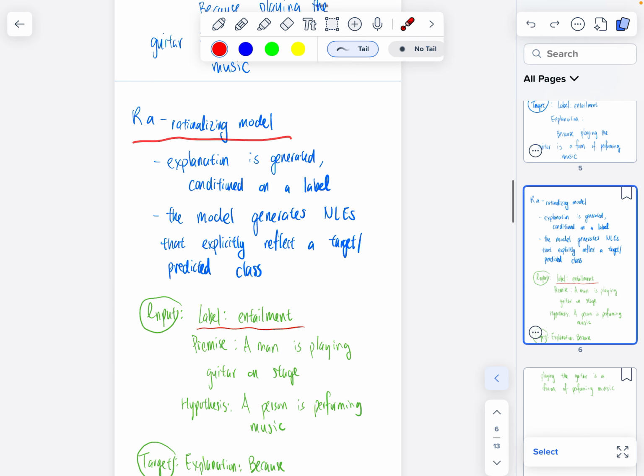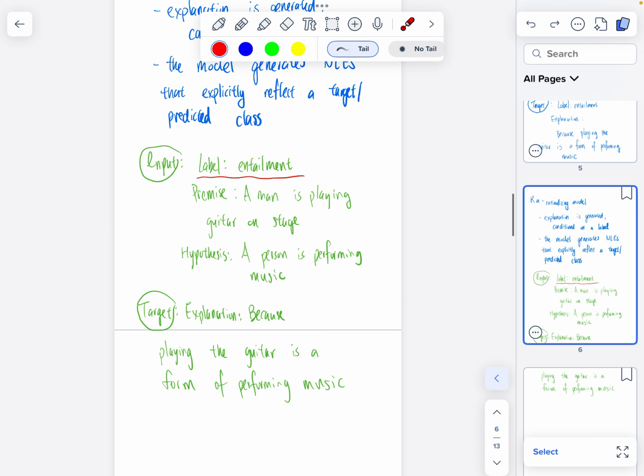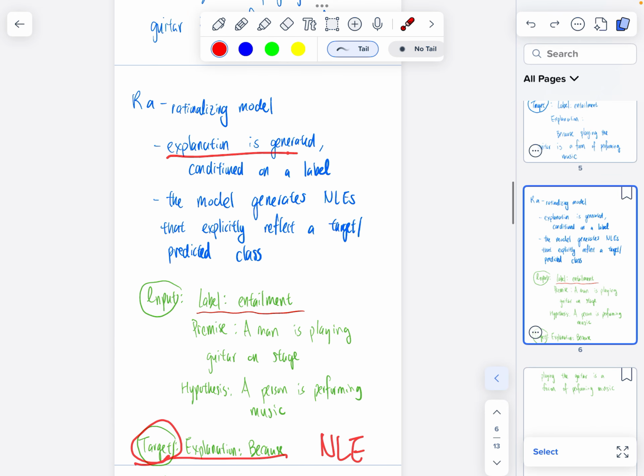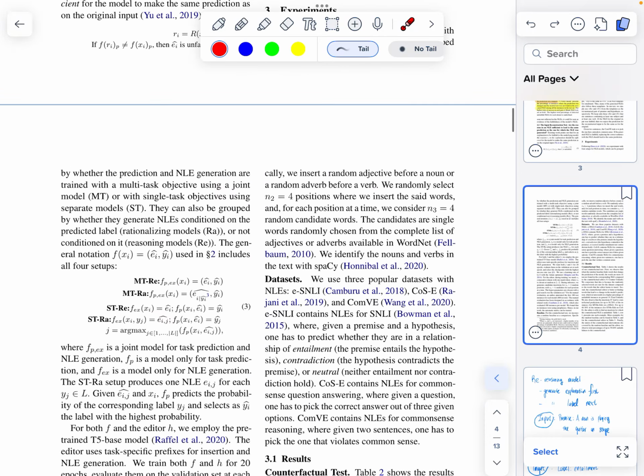So here, if you see, the label is an input, and then in the output you just have an explanation, like the NLE that it was talking about. So the explanation is generated conditioned on a label. This is the term they use. Conditioned on a label, the model generates NLEs that explicitly reflect the target predicted class. So this is the difference. That's why you have 4 different models, MTRE, MTRA, STRE, sorry, STRA.